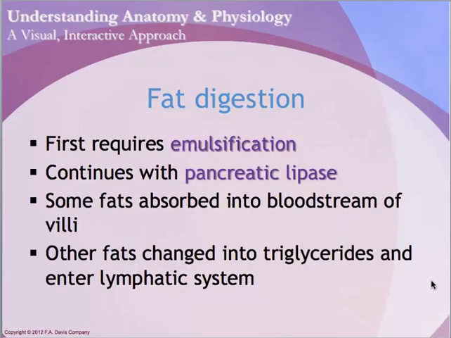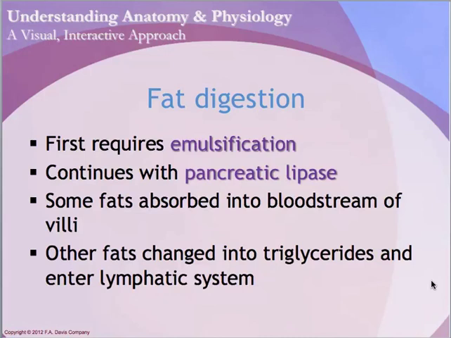Last but not least is fat digestion. When a fat globule enters the duodenum, two substances in bile, lecithin and bile salts, break up the fat into small droplets, called emulsification. Once emulsified, pancreatic lipase begins to digest the fats. Fats are broken down into a mixture of glycerol, short-chain fatty acids, long-chain fatty acids, and monoglycerides.